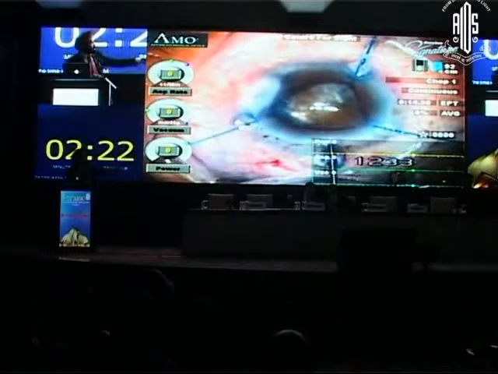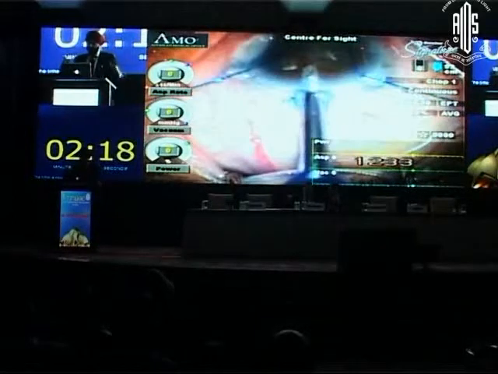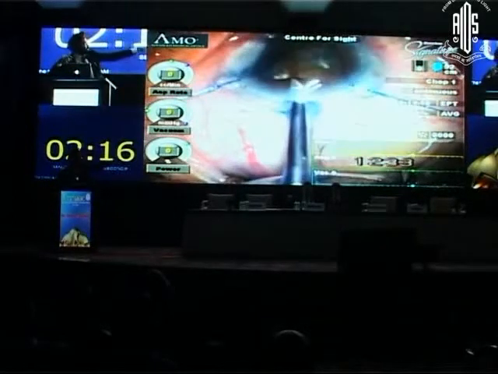Can you see this? The iris coming out, and that's a problem. So you have to deepen, and you could disinsert the iris at this maneuver.